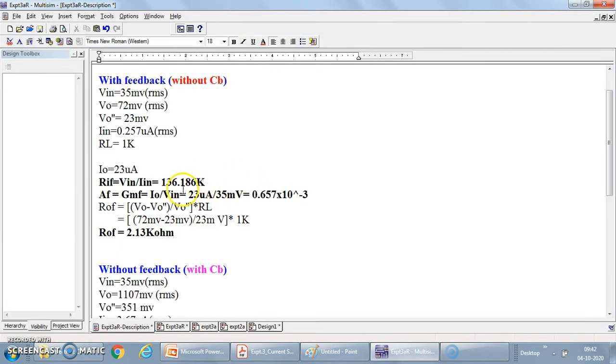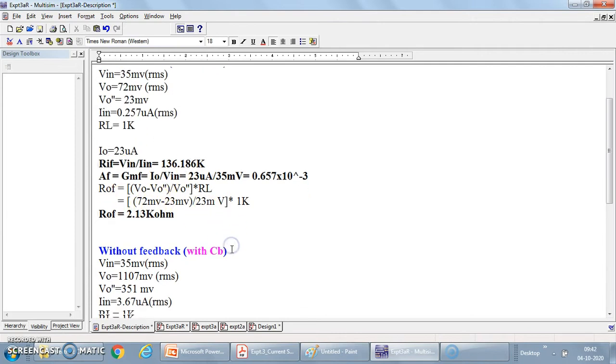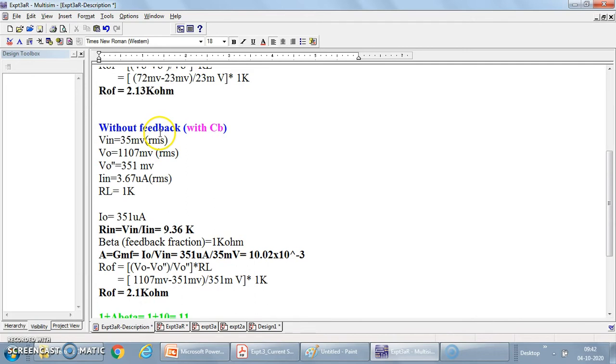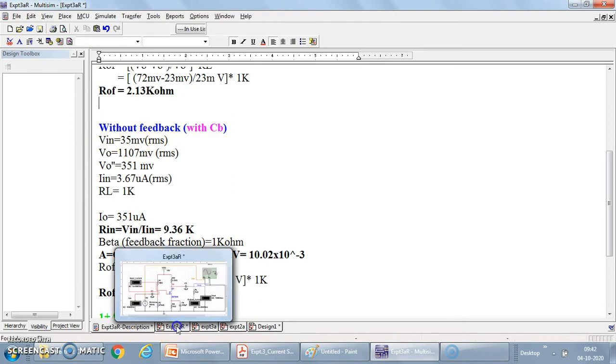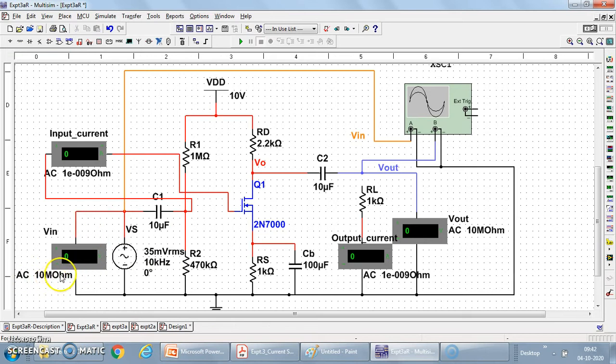So coming back to the description box, in this way we obtained these readings for the same circuit. Now when we perform without feedback, we need to reconnect the bypass capacitor CB and do the same things. Input voltage is constant: this input voltage Vin is 35 millivolts, which is applied here. I avoided reconnecting an AC voltmeter, but approximately the same voltage, 35 millivolts, will be there. You can check this by connecting an AC voltmeter between gate and source, which is the actual input here. So I am taking directly the input voltage as 35 millivolts in the description box.